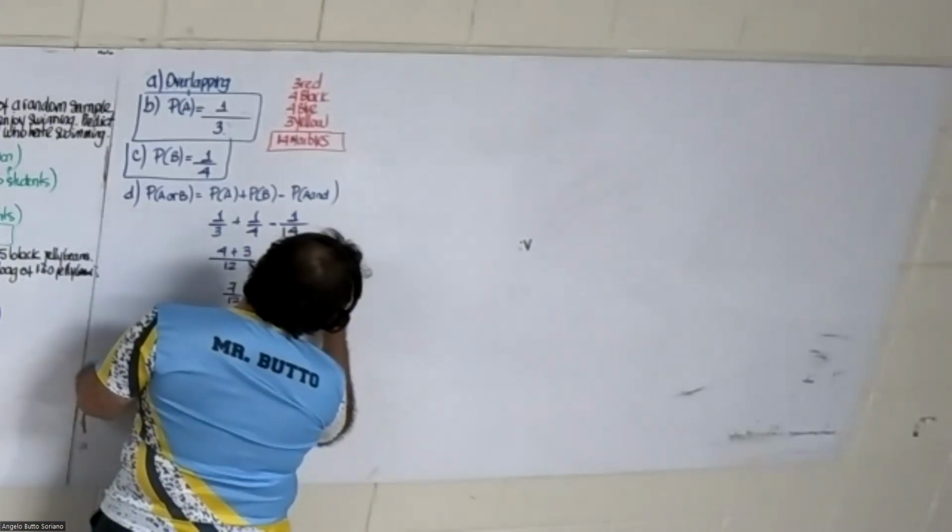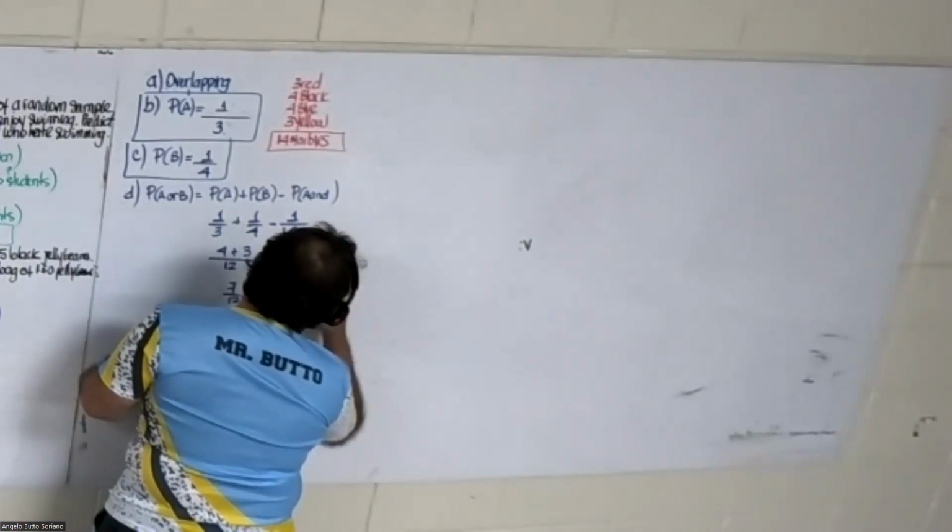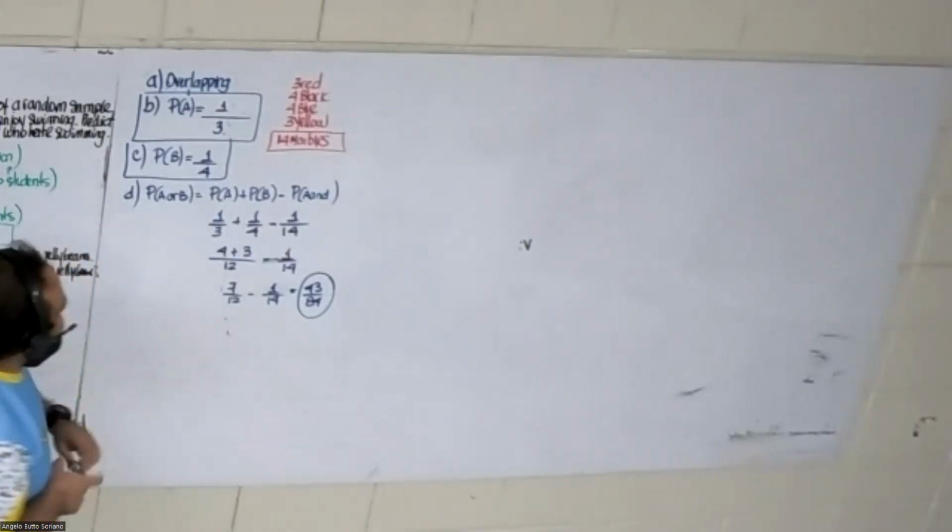43 over 84. Sorry. And that will be the solution of the third question. Okay. ¿Estamos? Yes, Mister. Thank you very much. Okay. See, 84, 84, right? 84 or 81?